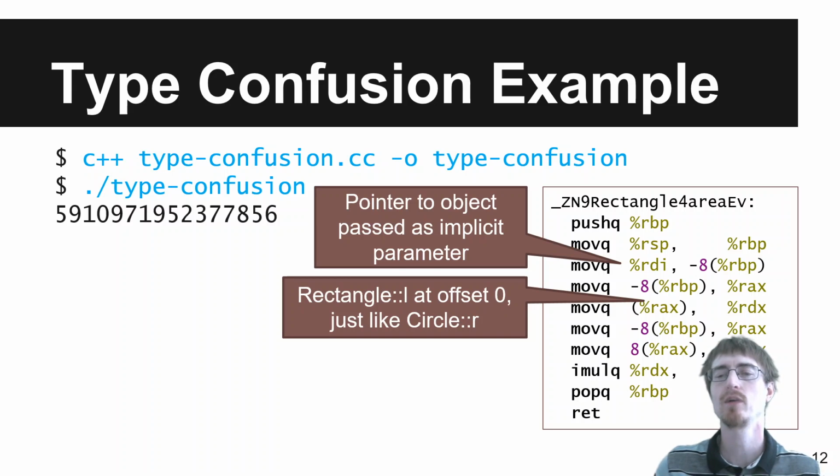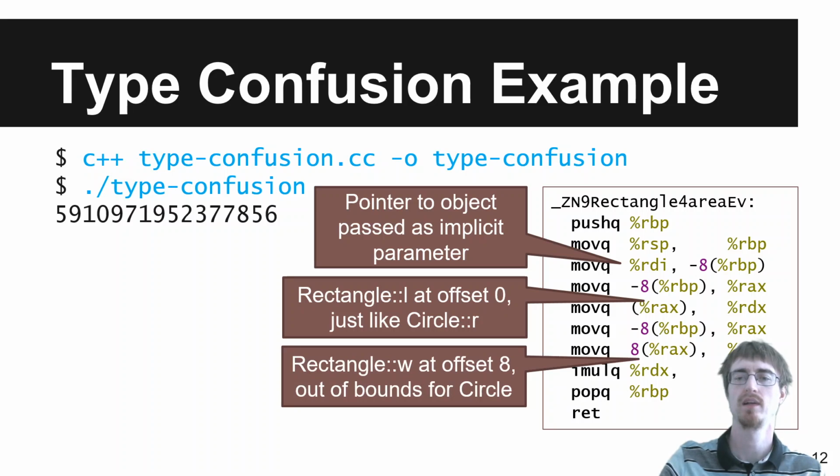Then we see that we're loading a value from a location relative to this variable. So we're dereferencing RBP -8 here and putting it into RAX. So RAX at this point contains a pointer to the object. Then we dereference RAX itself, which means we get the first field stored at the start of the object. This is what happens here. So we're trying to read the L field of the rectangle here, but instead we get the R field of the circle. Now the next one is where it goes wrong.